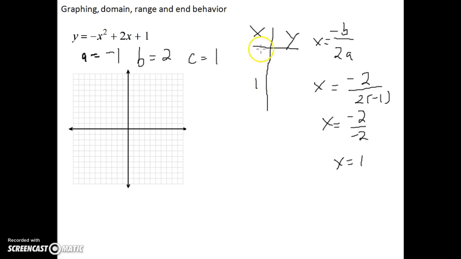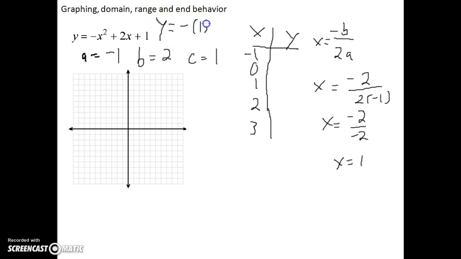Now we just want two numbers below, two numbers above, so 0, negative 1, 2, and 3. We want about 5 because that will give us our nice U shape for our graph. We would take each of these values, plug them into our equation. So we'll just do one for an example.